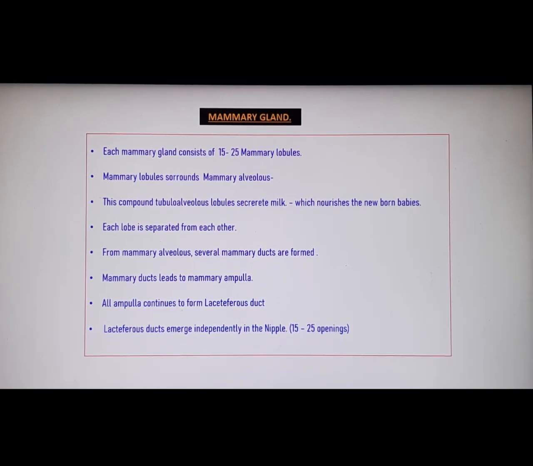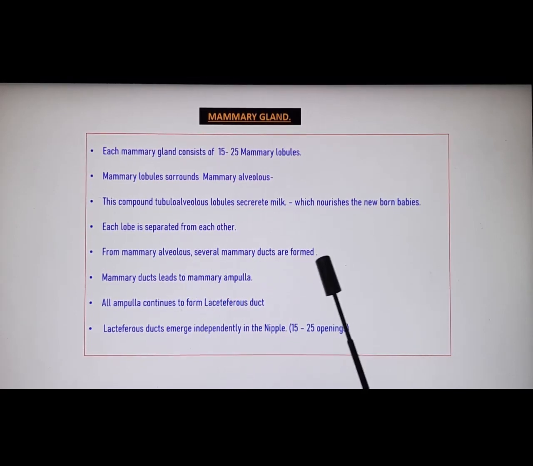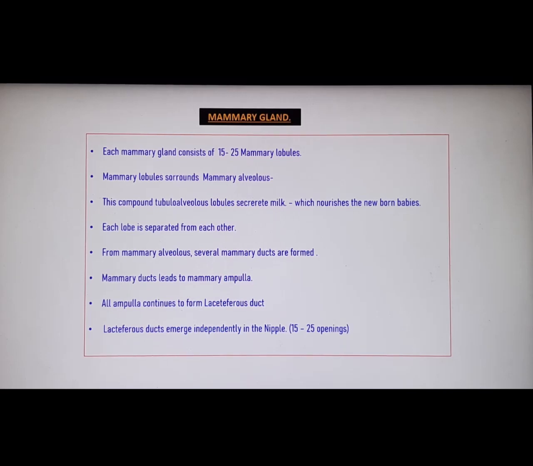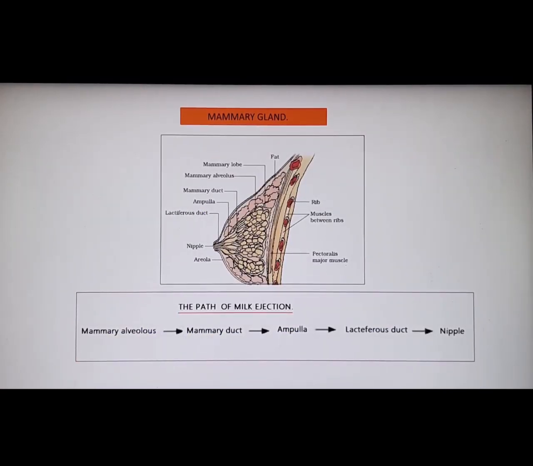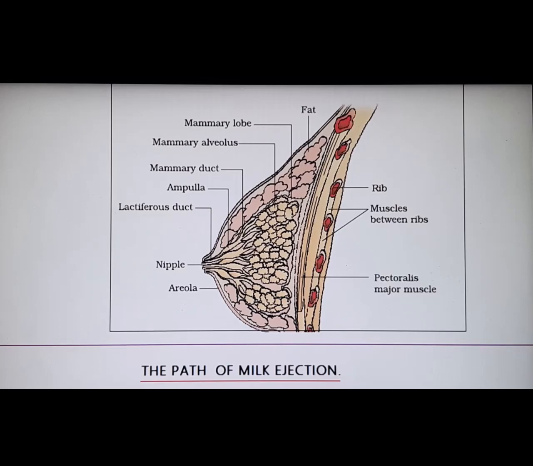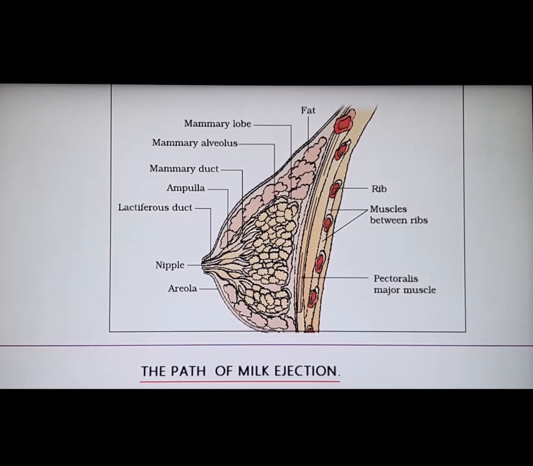From the mammary alveolus, several mammary ducts are formed, and the mammary ducts lead to the mammary ampulla. The ampulla continues to form the lactiferous duct, and the lactiferous duct emerges independently into the nipple. That's about 15 to 25. Now let's clear that by seeing the diagrammatic representation. Because of the presence of mammary glands, animals who give birth to young ones and feed them from the mammary glands are called mammals, mammae.